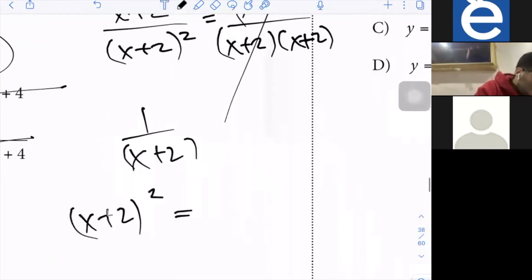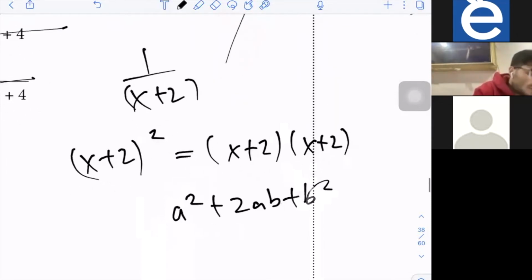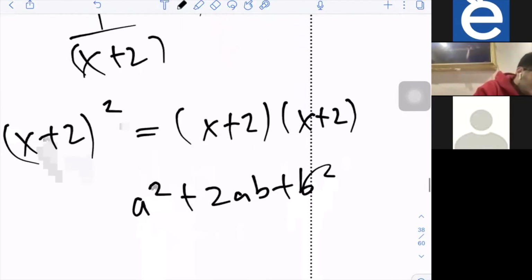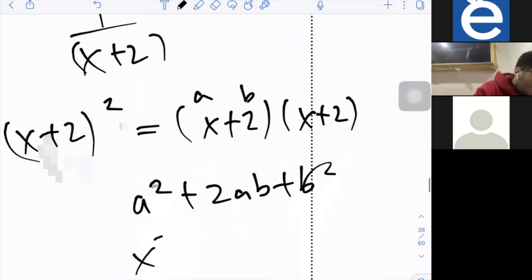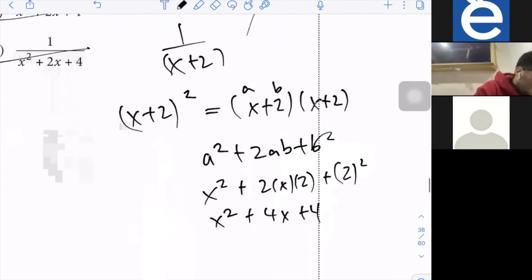So they just did x plus 2, x plus 2. If you do a squared plus 2ab plus b squared, which is a way to factor everything, to FOIL everything out, you get, where this is a and this is b, x squared plus 2 times x plus 2 times 2 plus the 2 squared. You get x squared plus 4x plus 4. And that's how they got it.